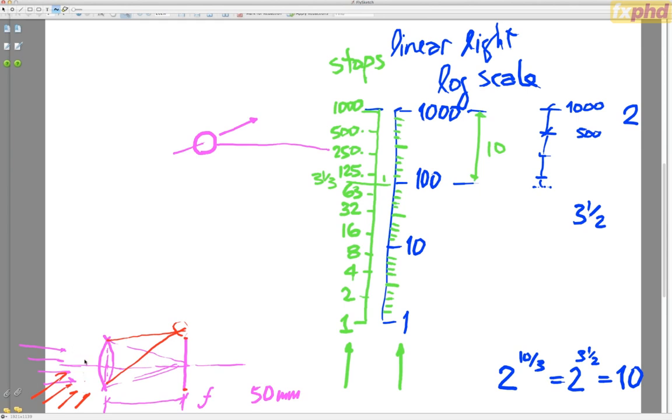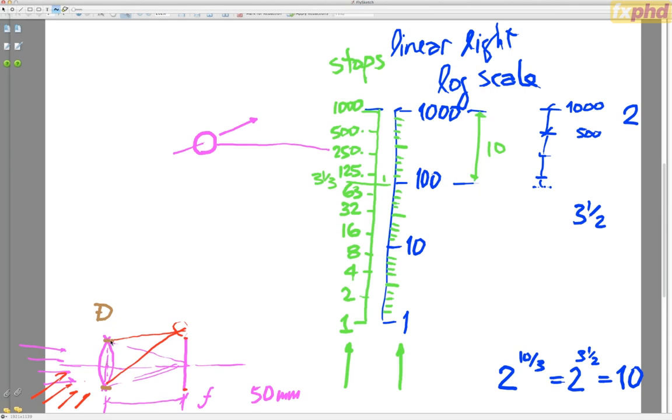Light comes into the camera from all sorts of different directions. So the symbol F, we call it the focal length of the lens. And there's another really important parameter, which is the diameter of the lens. I'm going to give that a symbol D.